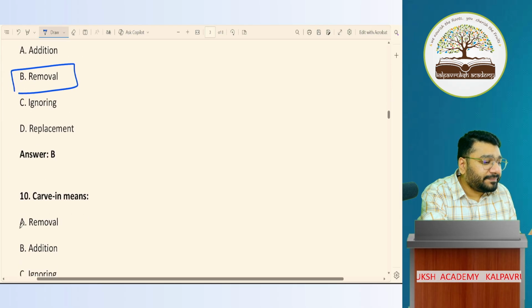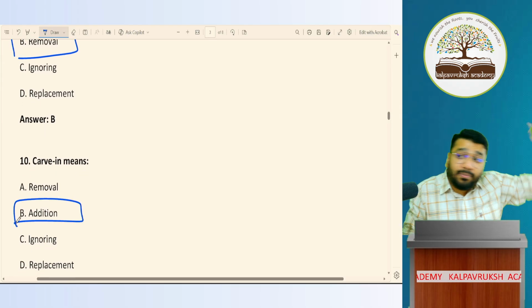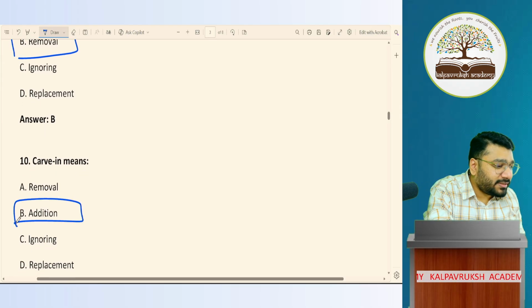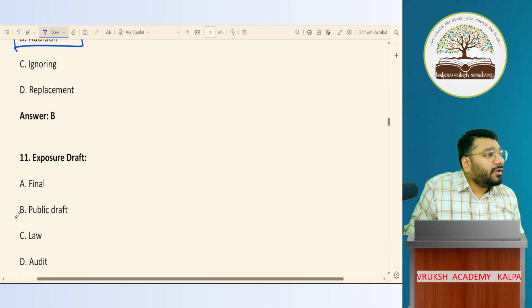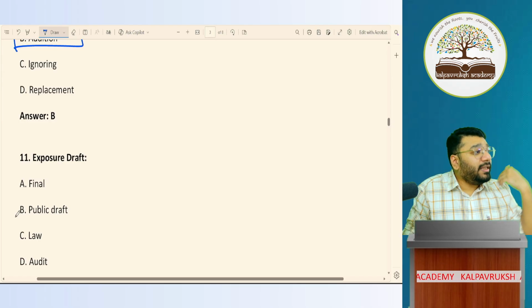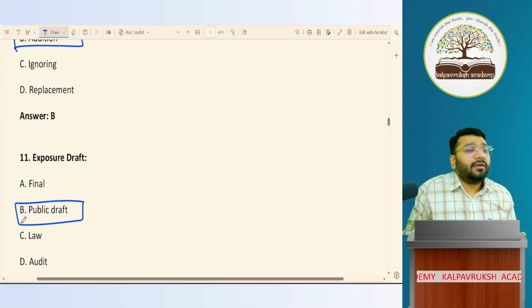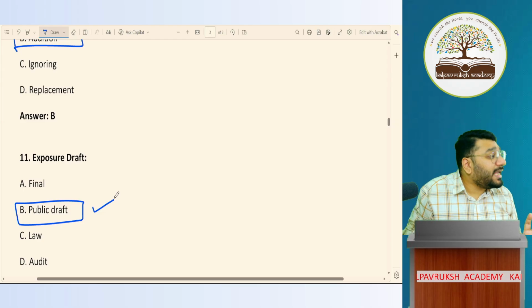What is carve in? Addition of the points which are not mentioned in IFRS. Exposure draft means what? Once the exposure draft is ready, we put that into a public forum for public comments. So this is called a public draft. The draft that is prepared for the public is called an exposure draft.